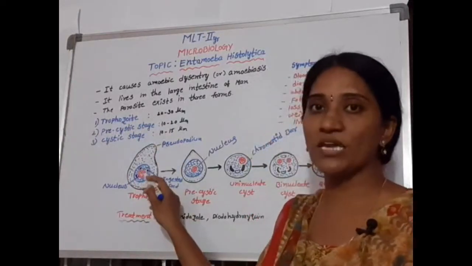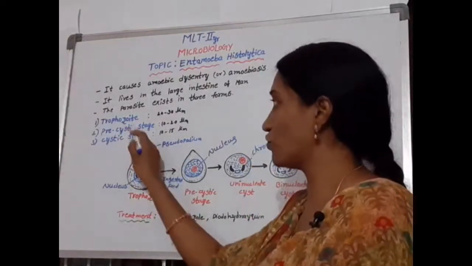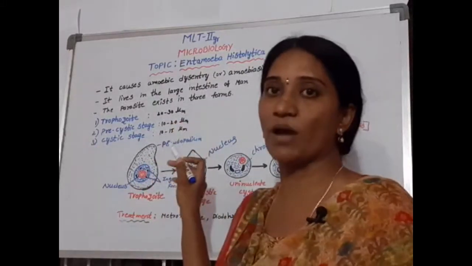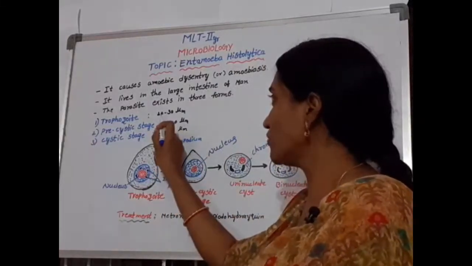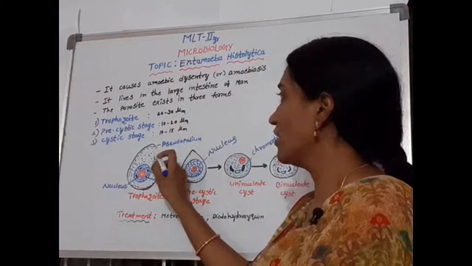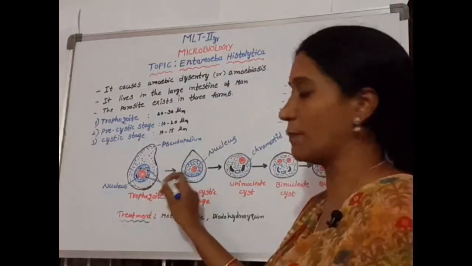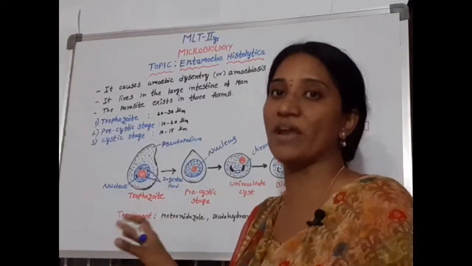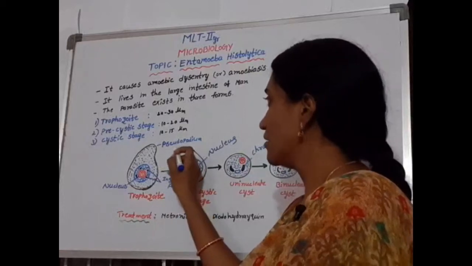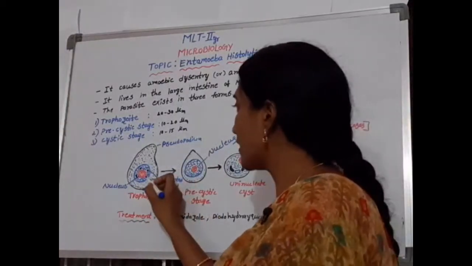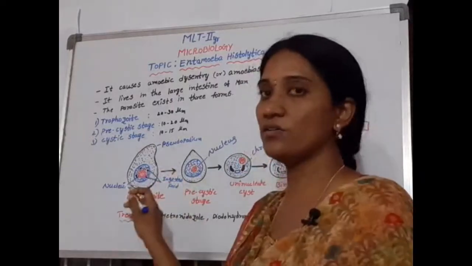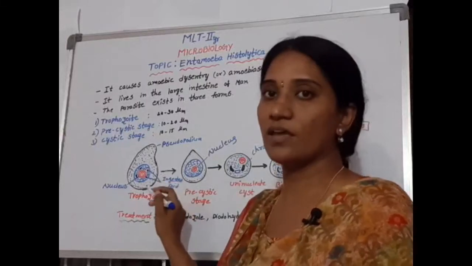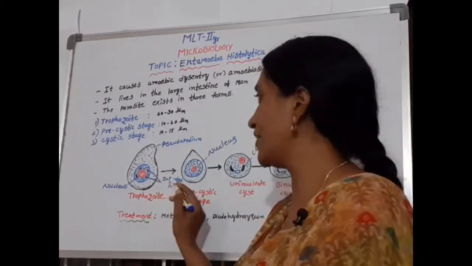The trophozoite is amoeba shaped, and it measures about 20 to 30 micrometers. It has pseudopodia, which are its organs of movement. Internally it has a nucleus and ingested food. The ingested food is red blood cells; they feed on and depend on red blood cells.